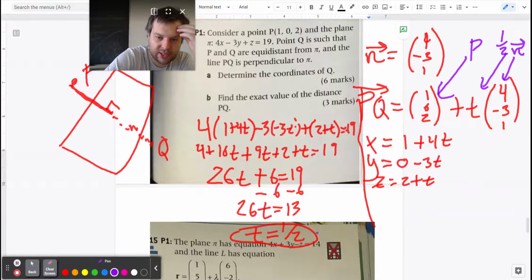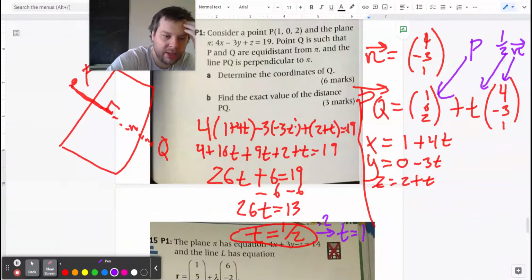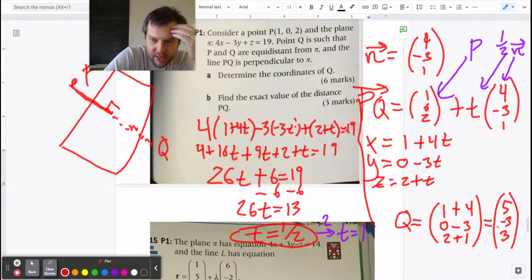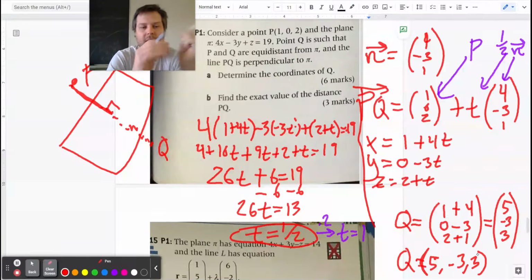So I'm going to take the answer I just got and double it. And so I'm going to use t equals 1. So I know that the coordinates of point Q are going to be 1 plus 4, 0 minus 3, 2 plus 1. So that gives me 5, -3, and 3. And that should be the XYZ. I guess I shouldn't have written it as a column vector. So I'm going to write it just again as the point 5, -3, and 3. So that's the coordinates of the point Q.